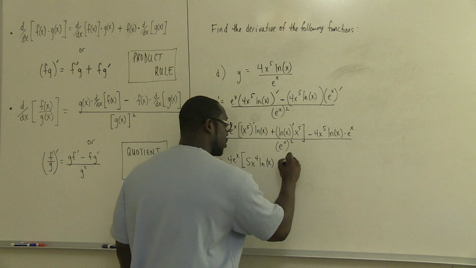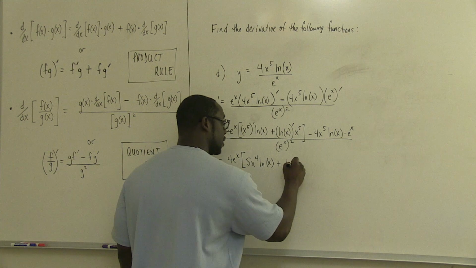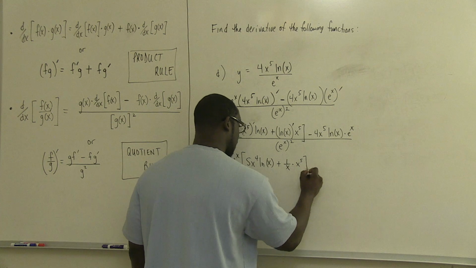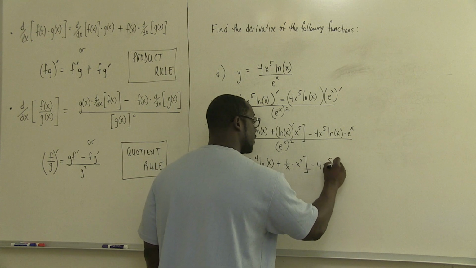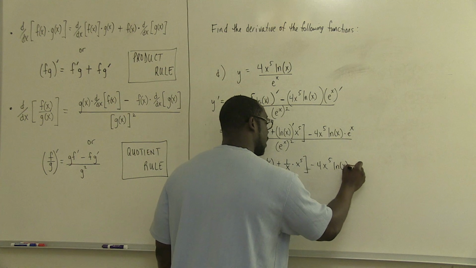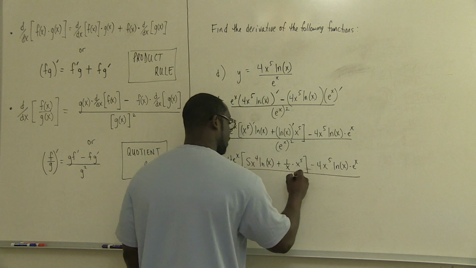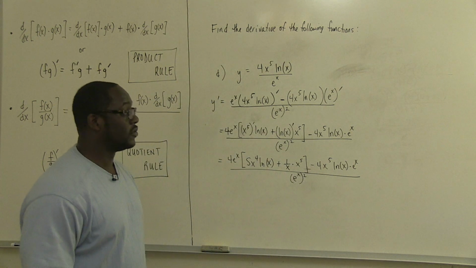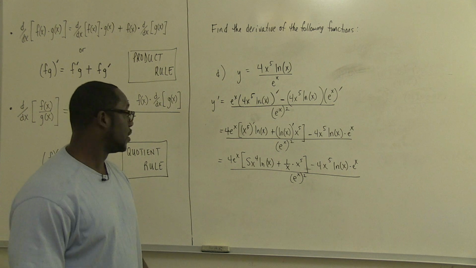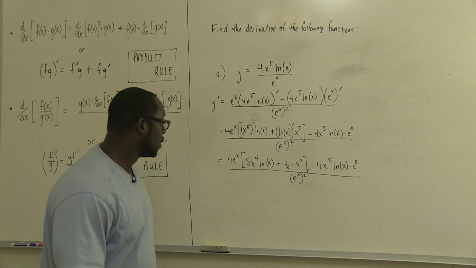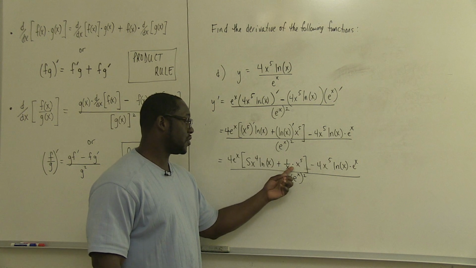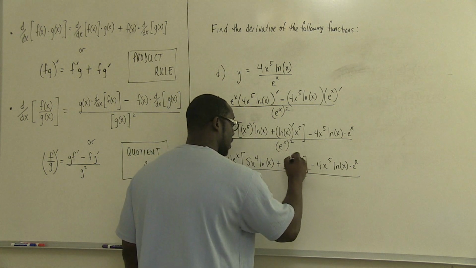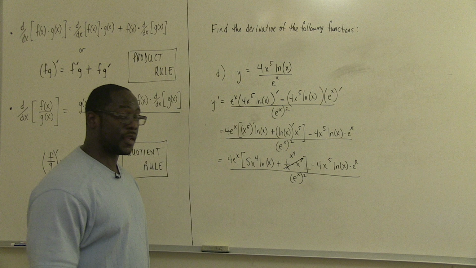The derivative of that is just 1 over x times x to the 5th, minus 4x to the 5th natural log of x times e to the x, and all that divided by e to the x quantity squared. Okay, so as you see, this is going to get a little long, but all the hard work is done now. Here we notice that 1 over x times x to the 5th is the same thing as x to the 4th. So we're going to go ahead and simplify that now.